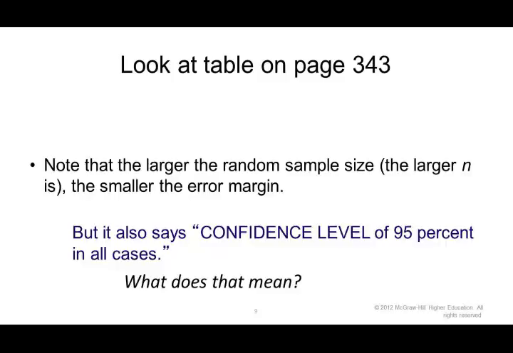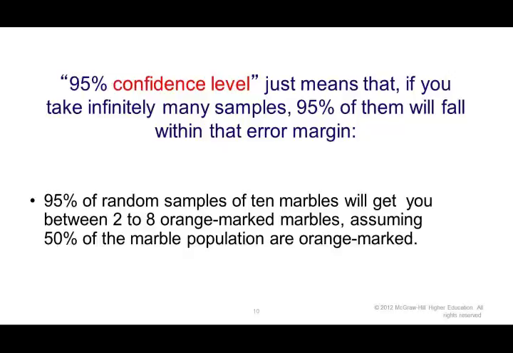Now notice at the very top, right under where it says approximate error margins, they have something that says confidence level of 95% in all cases. The question here is, what does that mean? Well, the 95% confidence level just means that if you take infinitely many samples, 95% of them are going to fall within that error margin. That means that if I take an infinite number of samples of 10, 95% of the time they're going to be within plus or minus 30 of the real number going on in my target population. Okay?